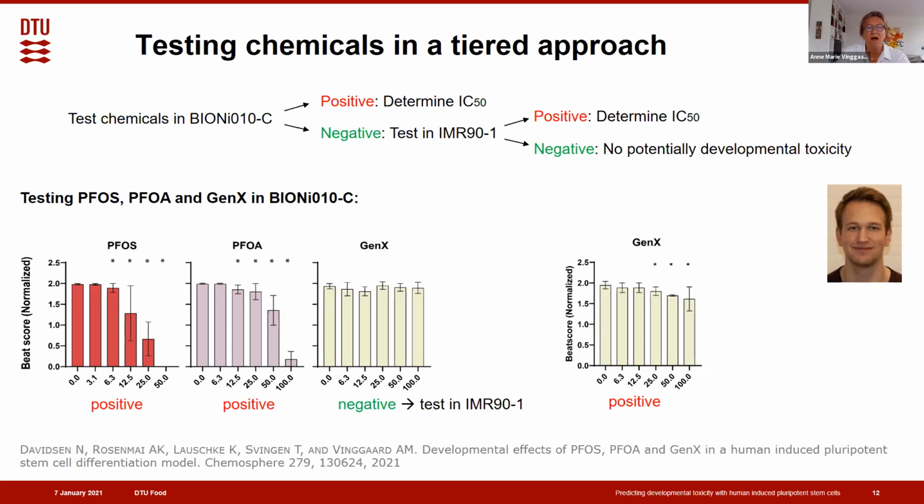And PFOS and PFOA are well-known developmental toxicants in humans. They are associated with reduced birth weight of newborns in epidemiological studies. And GenX is a newer fluorinated chemical that is now replacing the old well-known fluorinated chemicals. So we tested these 3 compounds and found that both PFOS and PFOA were positive in our assay, whereas GenX was negative. We tested GenX again in the IMR90 clone and found a weak positive response in that assay.